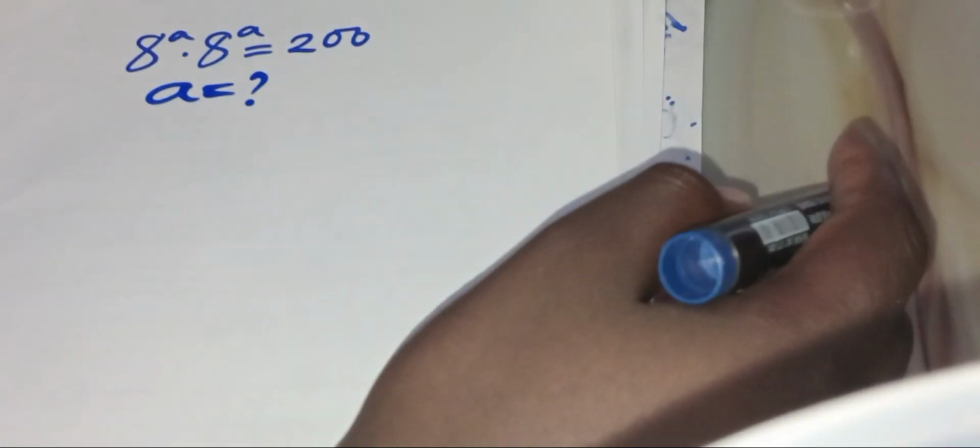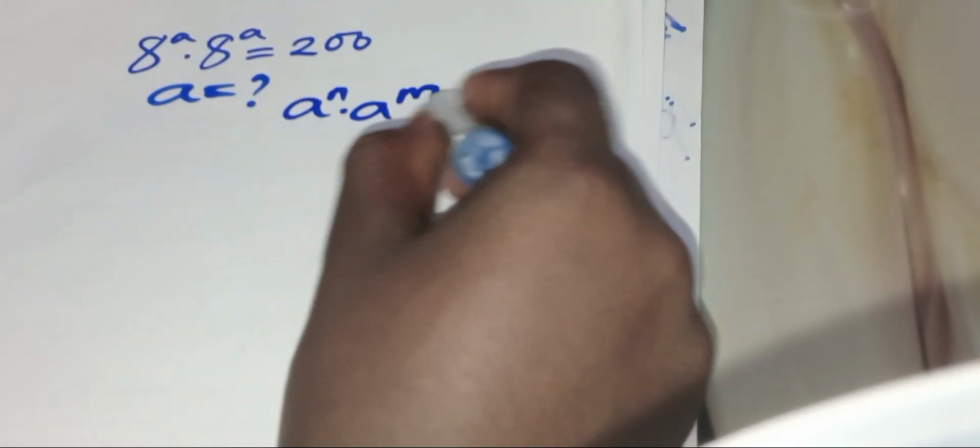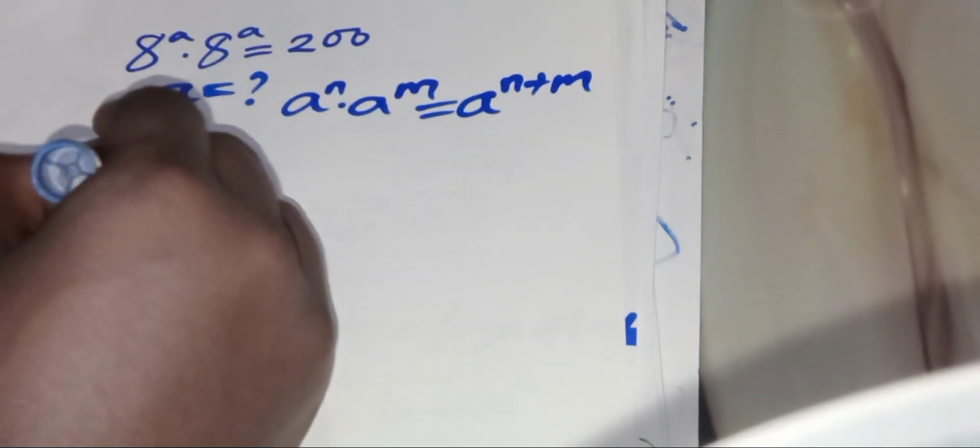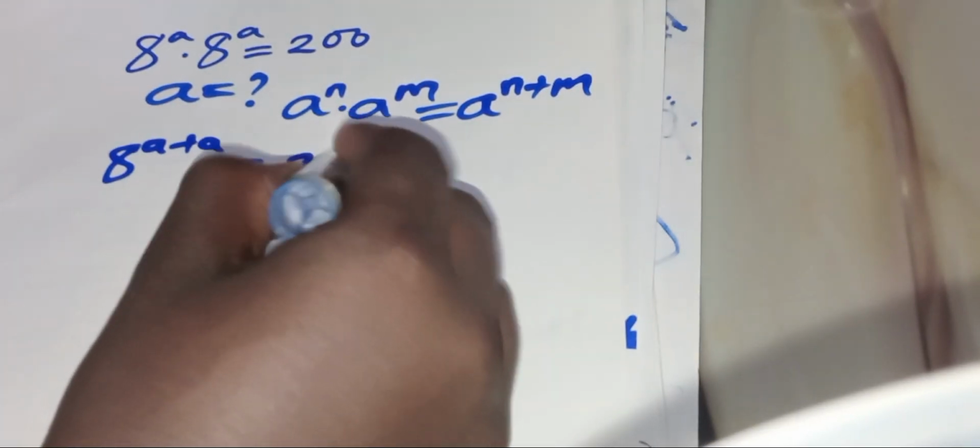Now, we find that this exponential equation is in the form of 8 to the power n multiplied by 8 to the power m, which we can express as 8 to the power n plus m. Let's apply this property so that we'll have 8 to the power a plus a. This is equal to 200. So this is the same thing as 8 raised to the power 2a. This is equal to 200.